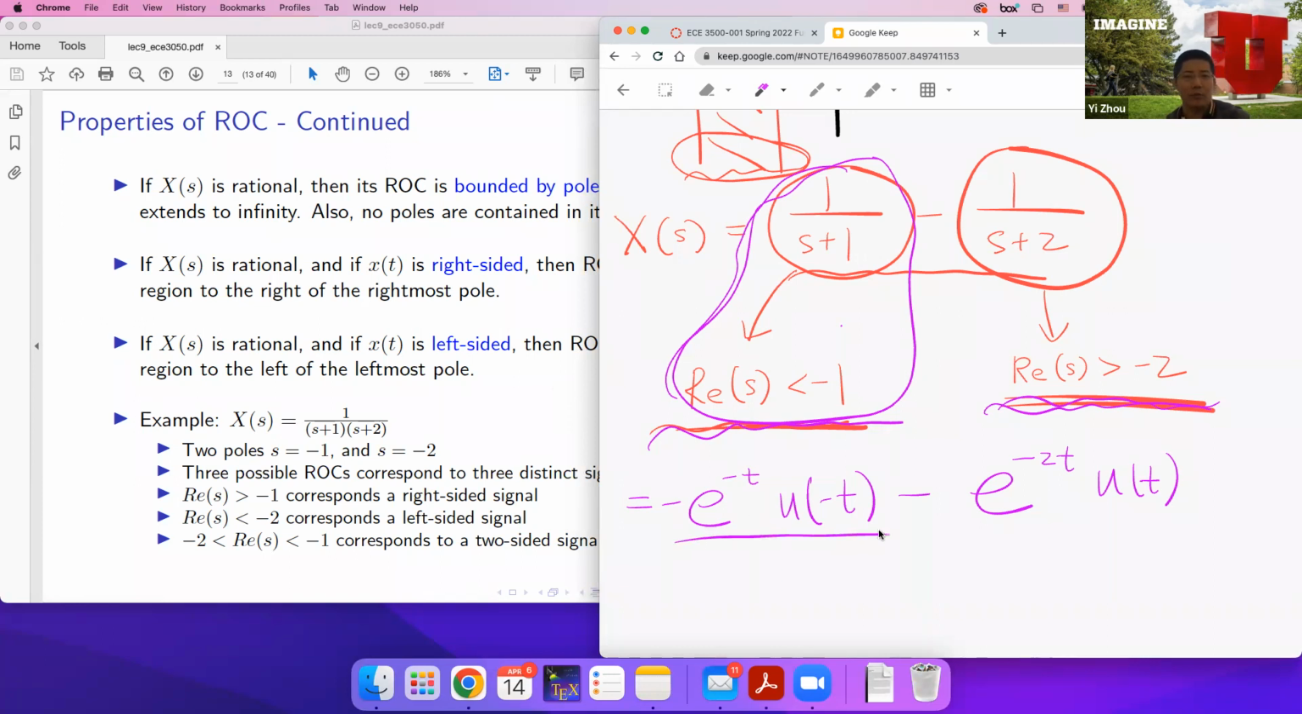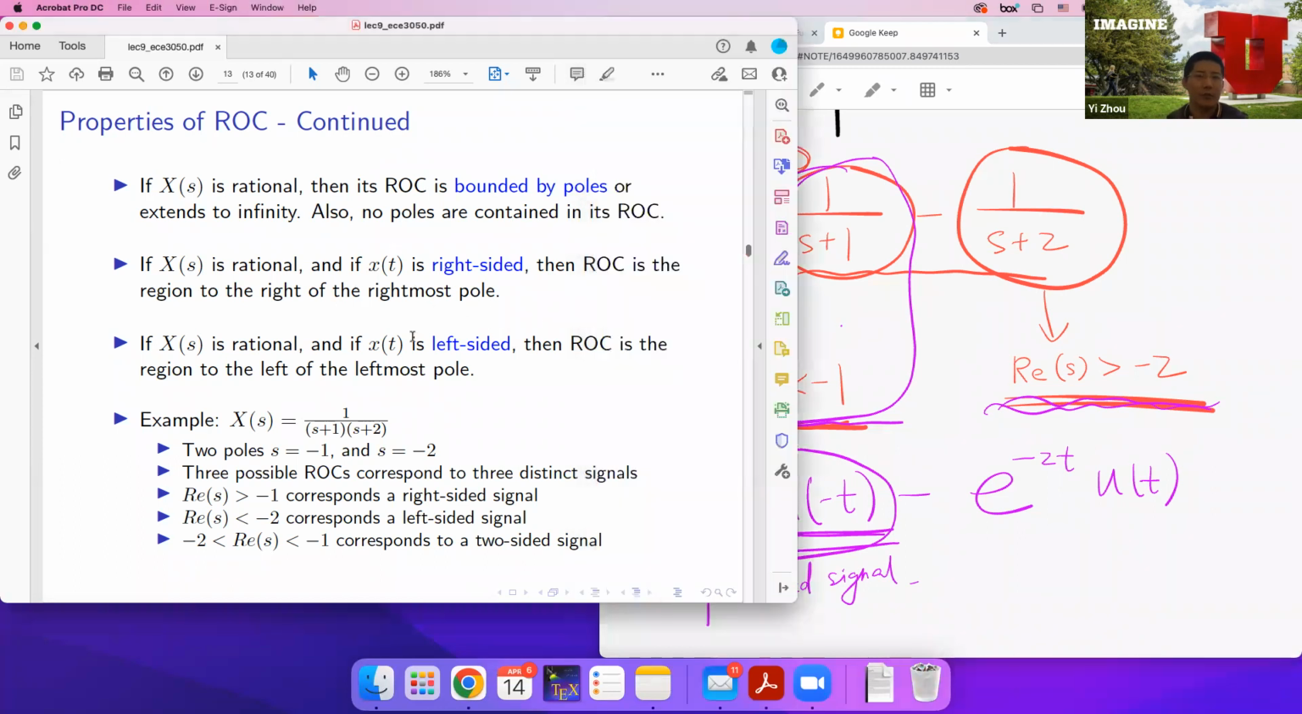And this is indeed the case, because once you refer to the table, the signal that you find is indeed left-sided, because we have a u(-t). This u(-t) preserves the signal in the negative time domain. So this is a left-sided signal. This observation is consistent with these rules.